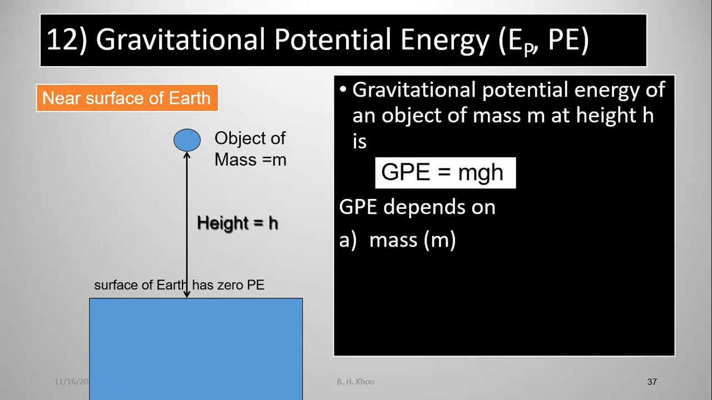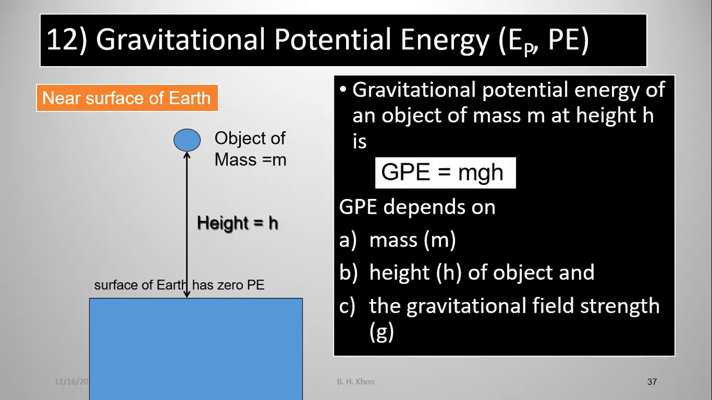It depends on mass: greater mass, greater potential energy. Greater height of the object, greater potential energy. And it depends on g, gravitational field strength or acceleration due to gravity. Remember, in this case, the force is attractive. The Earth is pulling it down.